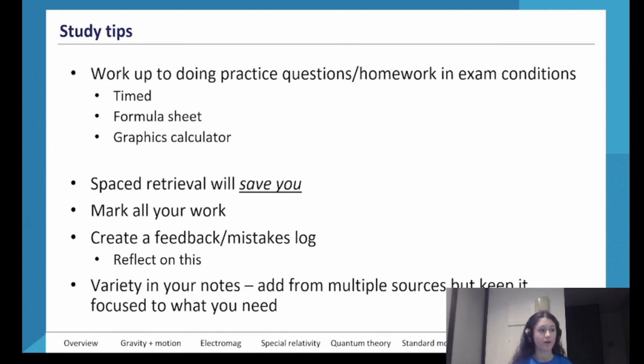Make sure you keep some variety in your notes. Add from multiple sources, different textbooks if you don't understand anything, different images, anything like that. But keep it focused. What I typically tended to do in year 12 was I would have my class notes, where I'd type down everything that my teacher said, all my practice questions, all of that. But I would then transfer that to my super concise external notes. And in that, I would only have exactly what I needed. And all of my notes would correspond to all the syllabus dot points, so I knew I didn't miss anything.